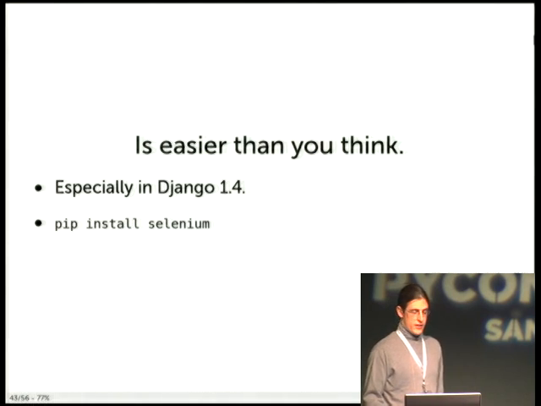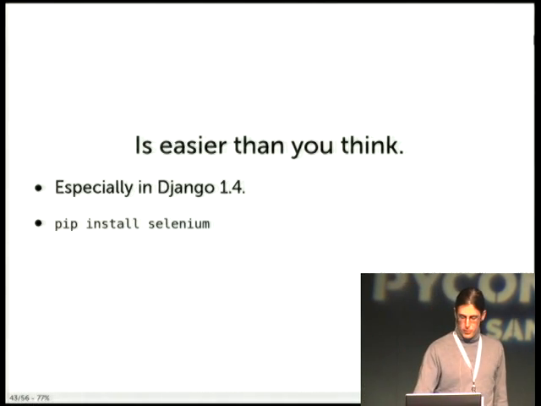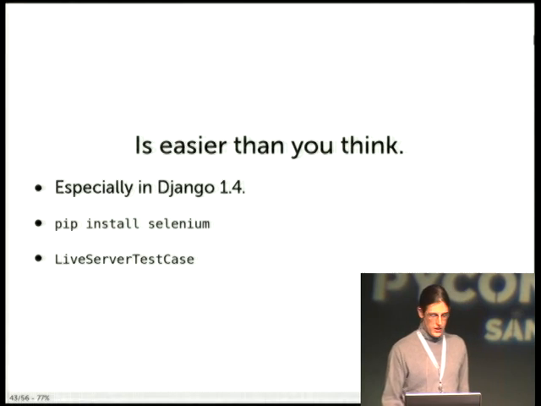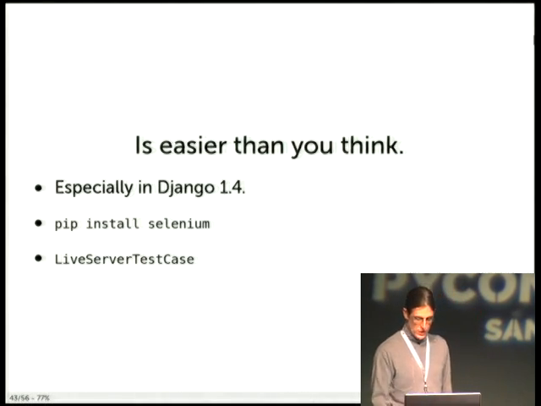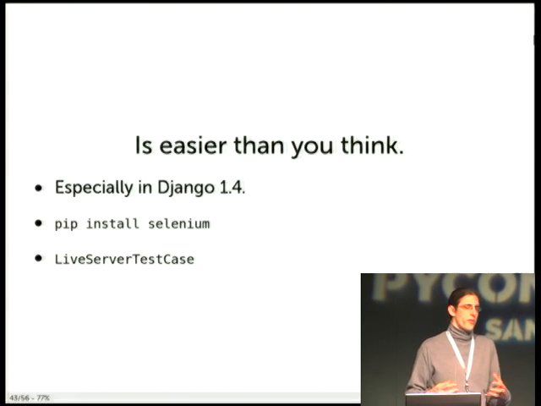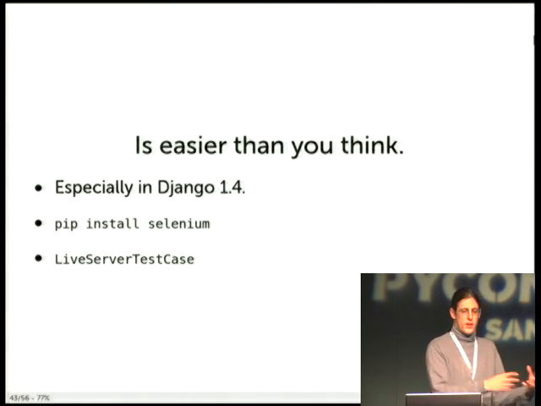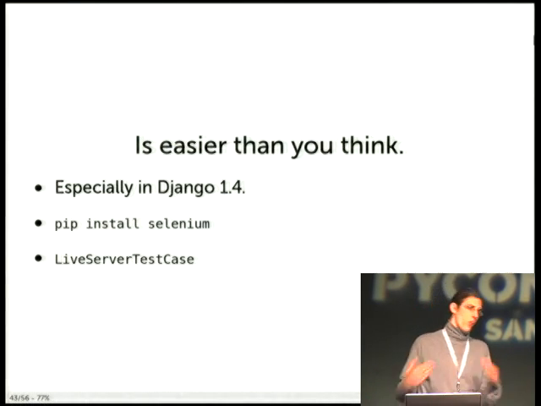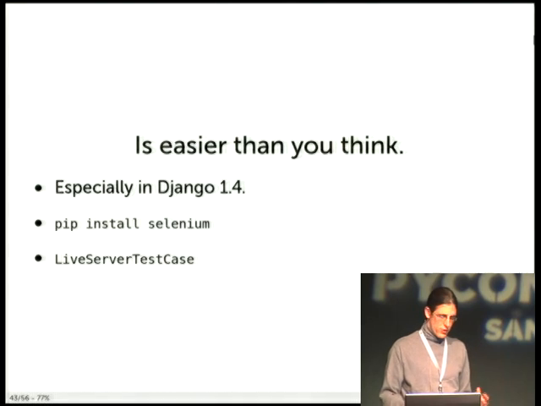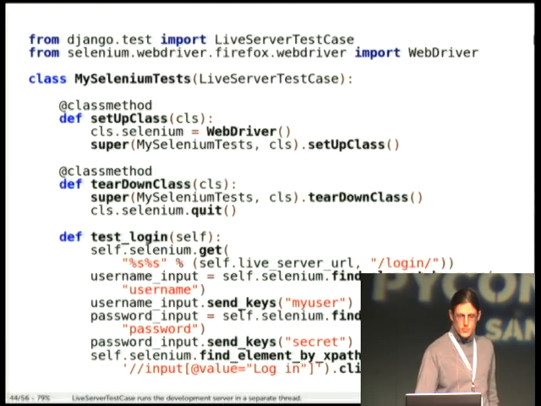This is what it takes. You pip install Selenium, the Python Selenium driver, and you inherit from LiveServerTestCase, which automatically takes care of running a server in a separate thread that your Selenium tests can talk to. Normally, setting up in-browser testing is a little bit fiddly because you have to first get your site running on some port and then tell Selenium which port it's running on and point it at it, and that takes a little bit of setting up. Django just does all that for you now in 1.4.